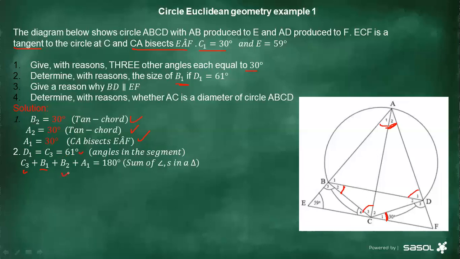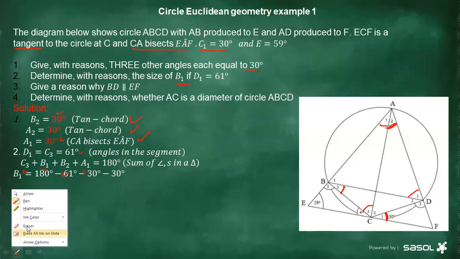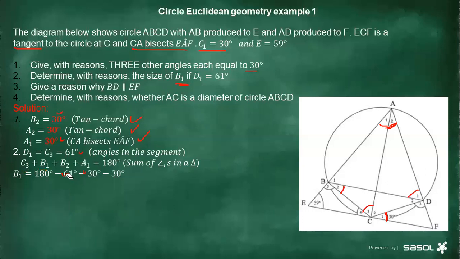Angle B2, remember, we have also determined it from question number 1, it was 30 there. Angle A1, we also did determine that angle, which is 30. So the only angle that we don't have in this case is angle B1. Then it's going to be easy for us to calculate that. We transpose all the other angles to the right-hand side, and remember, they're going to change the sign. Therefore, the answer is going to be 59 degrees. So angle B1 is 59 degrees.